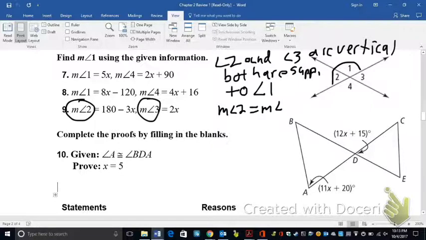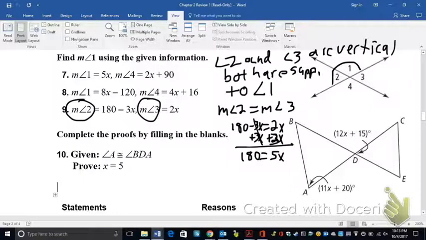So we know that measure 2 equals measure 3, or that 180 minus 3x, that's the measure of angle 2, equals 2x, that's the measure of angle 3. We're going to add 3x to both sides, and we get 180 equals 5x. We divide both sides by 5, and we get x equals 36. Now, first things first, we need to use that 36 to figure out the measure of angle 2 and angle 3.